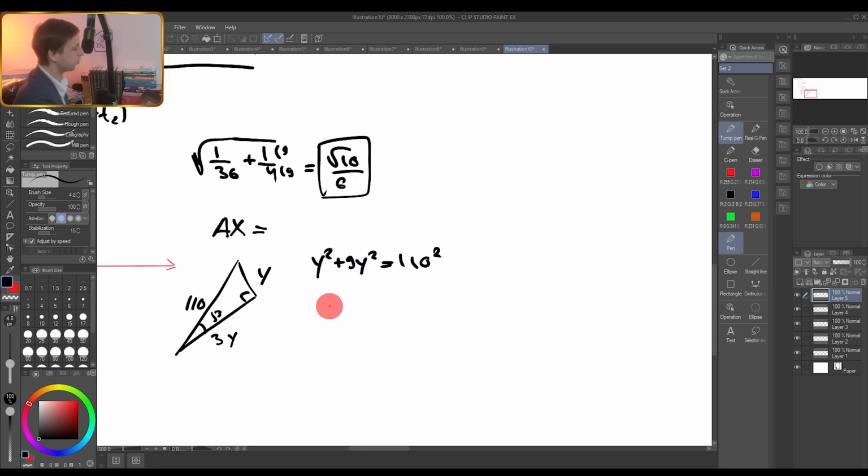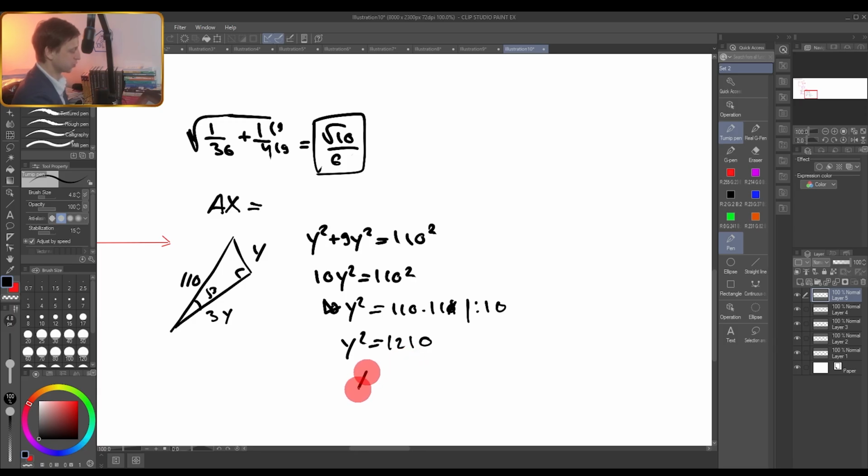So let's find y from this equation. In this case, 10y squared equals 110 squared. So let's write it like this: 10y squared equals 110 times 110. I divide both sides by 10. Here just 0 cancels out. And I have y squared equals 121, 0. Okay, so 121 is 11 squared. So y squared equals 11 squared times 10. And therefore, y equals 11 square root of 10.